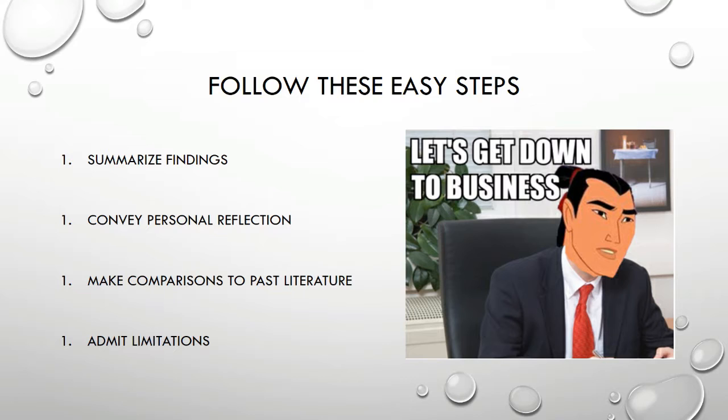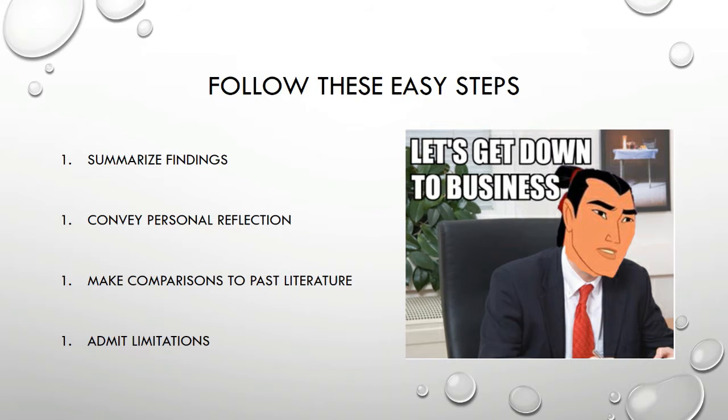Number 1. Summarize findings. This would be a recap of your major findings. You might want to state each research question and provide accurate data that answers it. Number 2. Convey personal reflections. By now, you're supposed to be an expert. You should feel comfortable in sharing about the meaning of your data and how it answers your particular research question. Number 3.